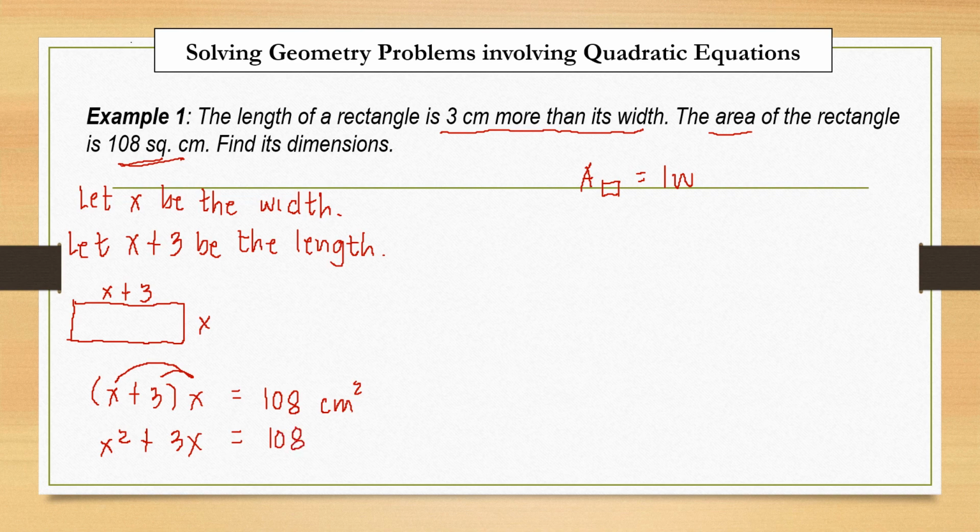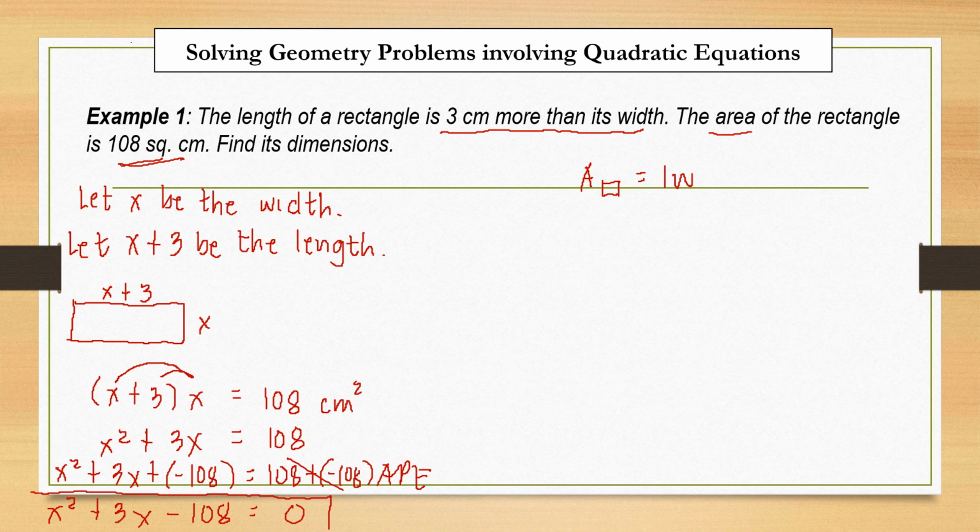Using distributive property, we have x squared plus 3x is equal to 108. By addition property of equality, we have x squared plus 3x plus negative 108 is equal to 108 plus negative 108. So the equation now becomes x squared plus 3x minus 108. This is now our quadratic equation, which can be solved using the method of our choice. So let's say we choose factoring in order to solve the given equation.